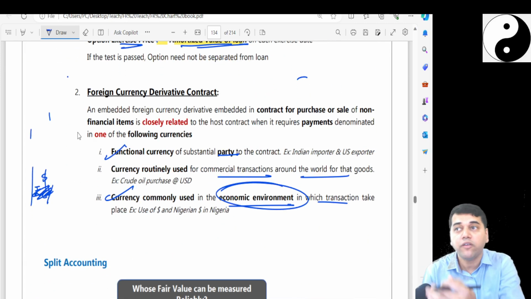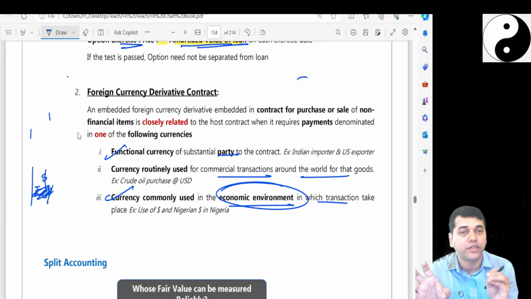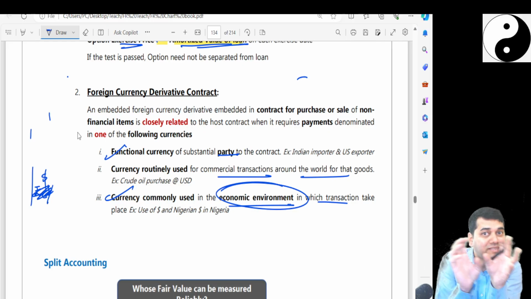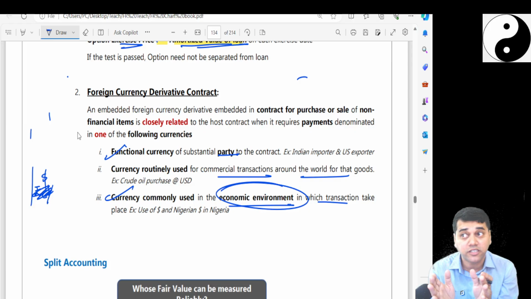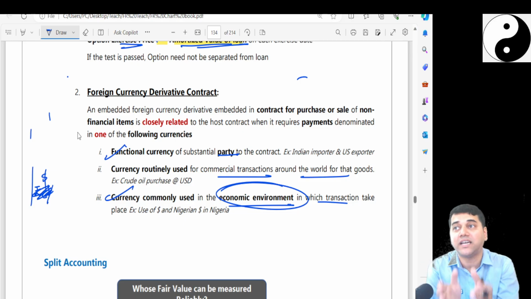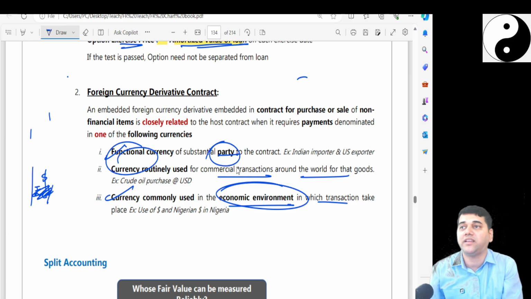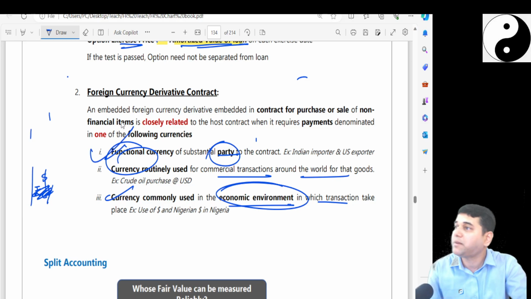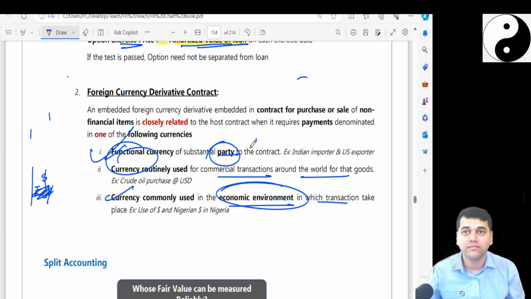Then they say that when you have imported, your import can have one foreign currency derivative there. Is that foreign currency derivative and the import host transaction's economic characteristics matching? They say that it will match if any one of the currencies is sitting there. Either the host currency, the functional currency of the importer or exporter, is there, then the economic characteristic test passes. If it passes, then you need not separate it.